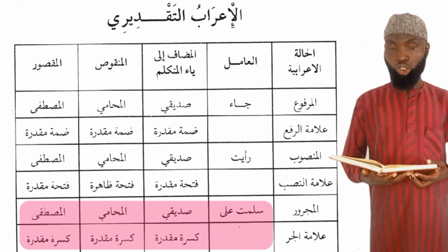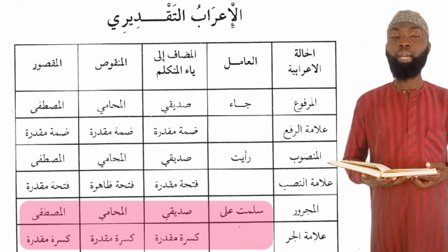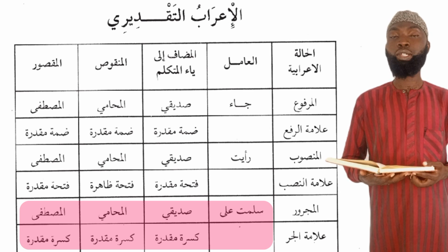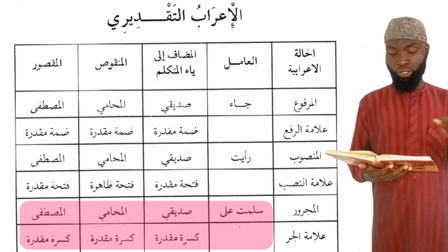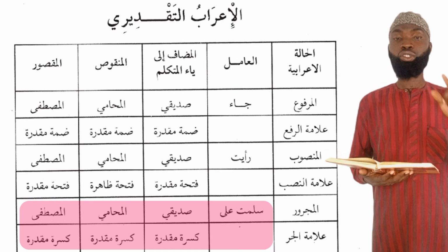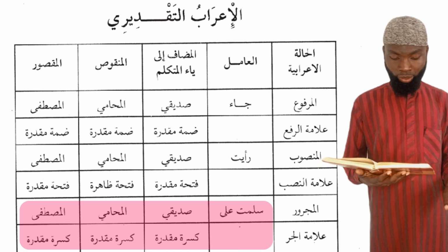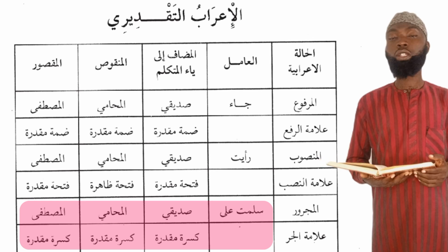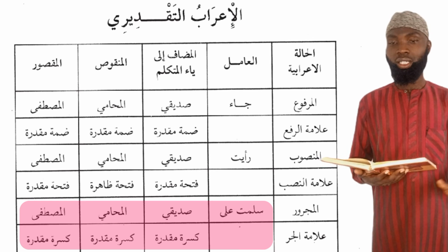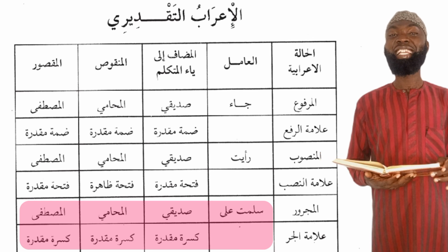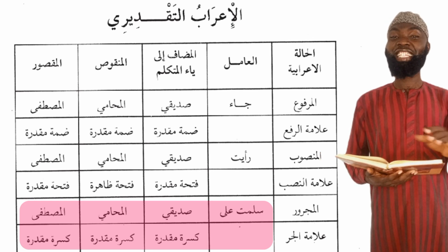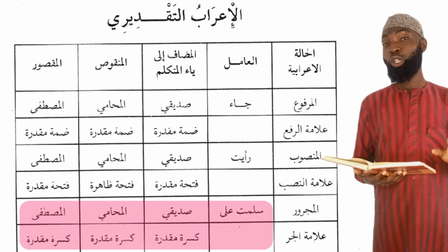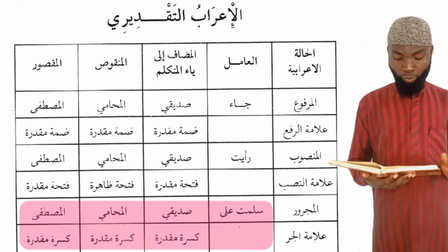So under al-majrur, the genitive case, we have salamtu ala sadiqi. I greeted my friend. So sadiqi here is having kasratun muqaddara, a hidden kasra. Then al-muhami is also having kasratun muqaddara, and al-murtada is having kasratun muqaddara. This is a summary for the latent i'rab, for the latent hidden declension. If you want to watch the full video, you can click on the link above.